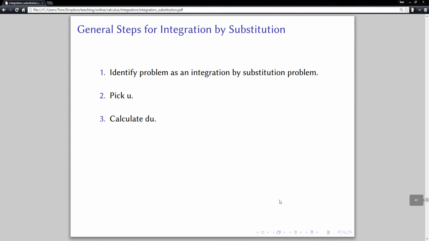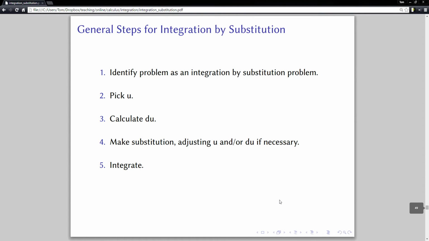The next step is to calculate the du, and then make your substitution, adjusting the u and or the du if necessary. In the easier problems, really, it's just the du that you'll have to adjust. In some of the more difficult problems, it might be both the u and the du. Step 5 is to integrate, and then back substitute, switching back to the original variable. Okay, so that's the general outline of the steps for integration by substitution.